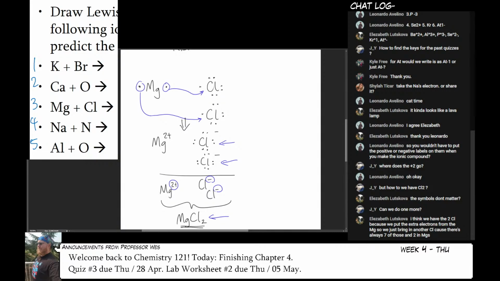And yes, we bring in the extra chlorine because we need a place to put the extra electron for magnesium. Chlorine can accept 1 electron, but magnesium had 2, so I had to bring in a second chlorine. Sometimes you need extra atoms. You're going to see in some of these that you do need extra atoms for some of them. All right, I'm going to check back in with you in about 5 minutes, and we'll go over the answers at that time. So see you in a bit.